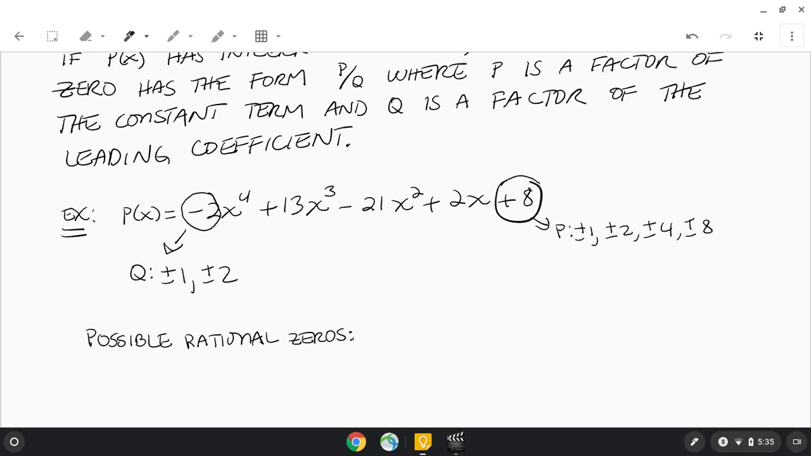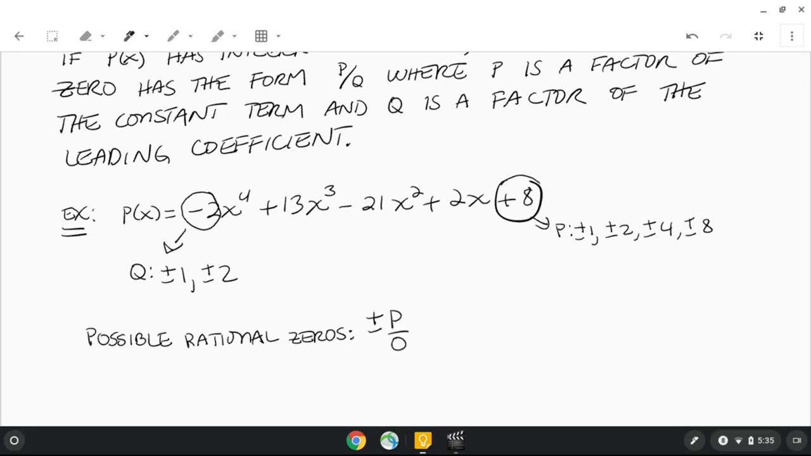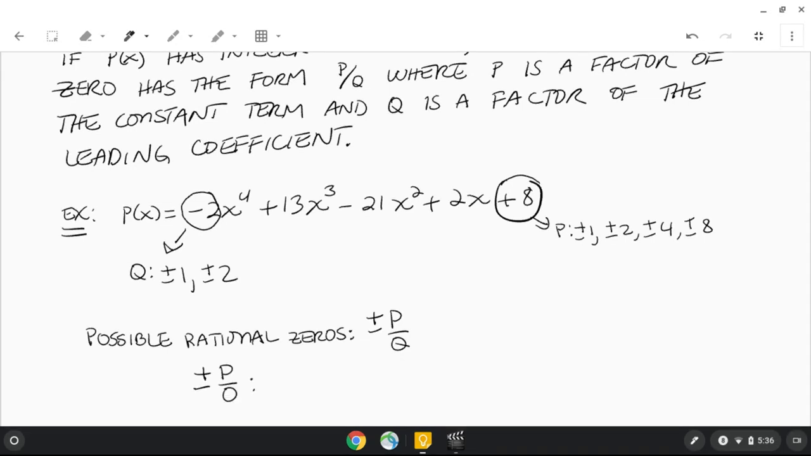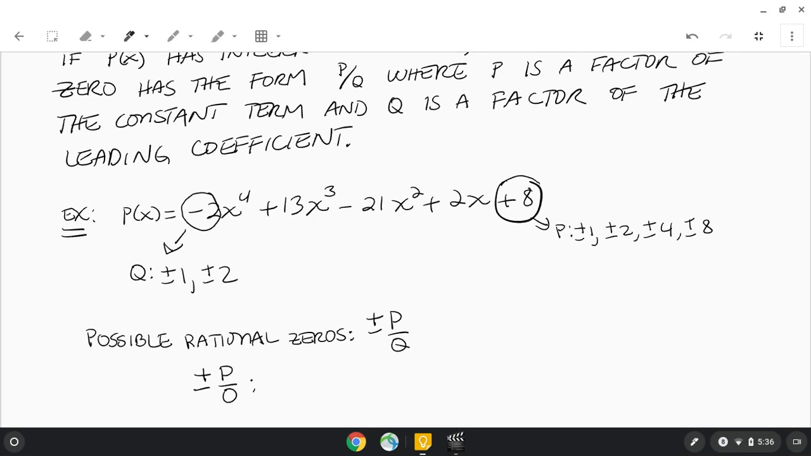Okay, so we're going to do the plus minus P over Q. All right, so I don't want to have to write plus minus in front of every single number, so let's just do this. And we'll know that we're testing, we can test the positive and the negative.